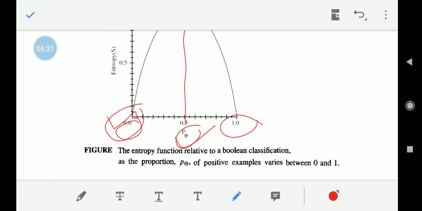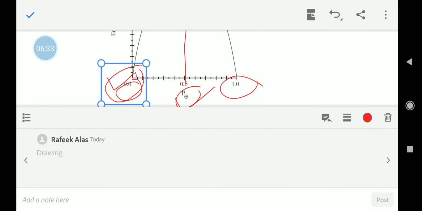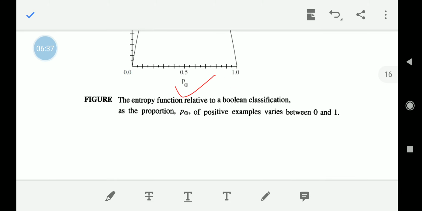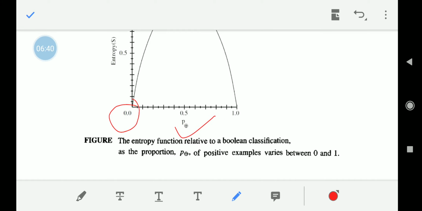Here entropy is 0. First let me explain once more. Here entropy is 0, and here also entropy is 0. You can see this axis, right?